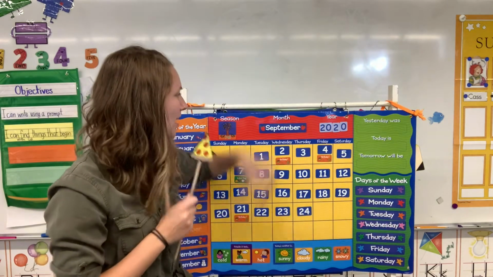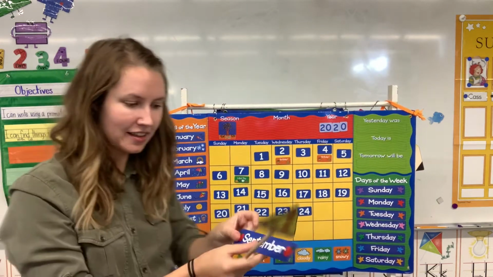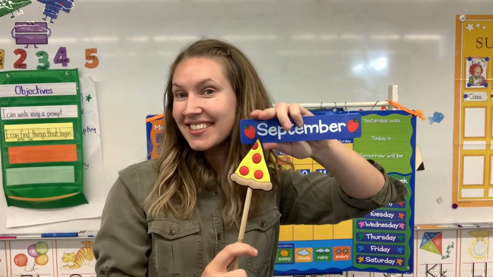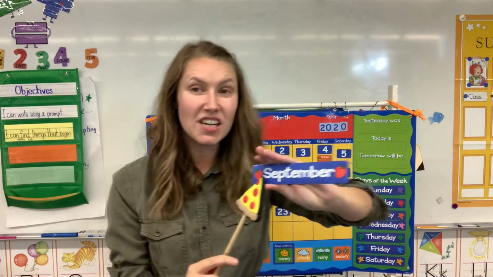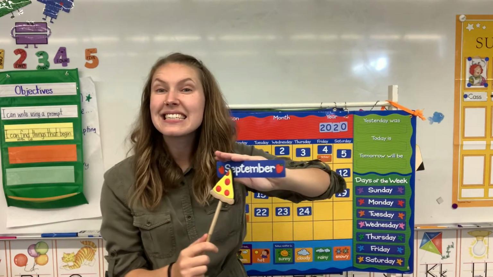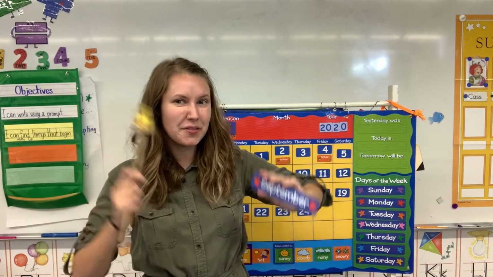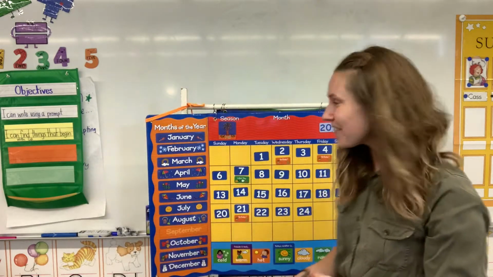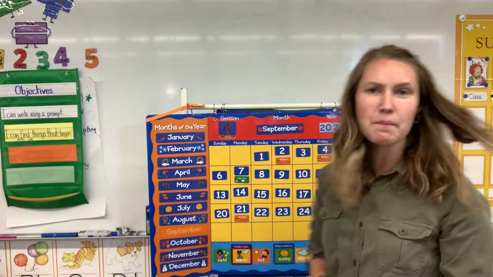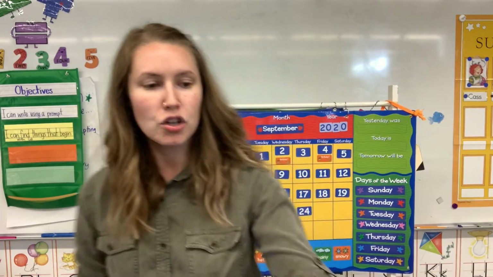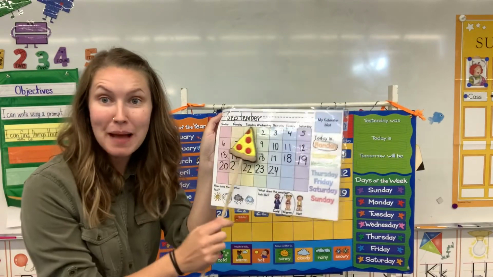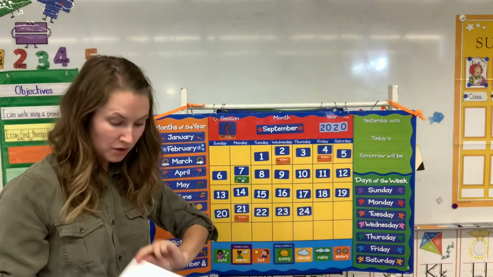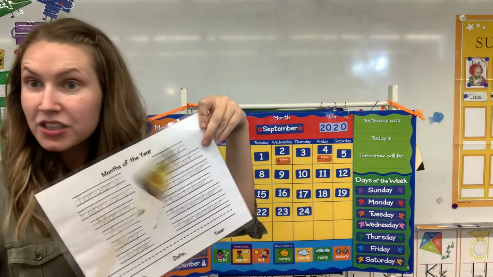And what month are we in right now? Let's check. It has an S at the front, which means it starts with S, S, S. Which month did we sing about that starts with that sound? September, very good, September. We're in the month of September. So on top of my calendar mat here, I wrote September, which you can check on the back to see how to spell.